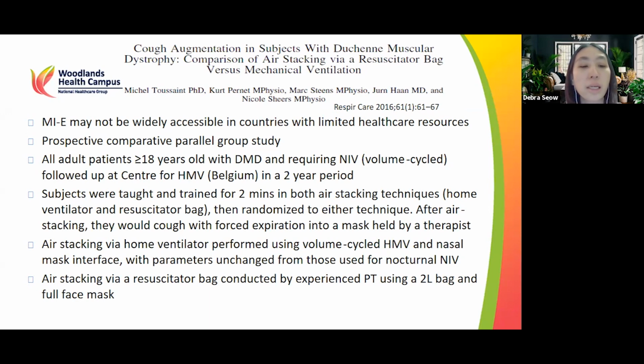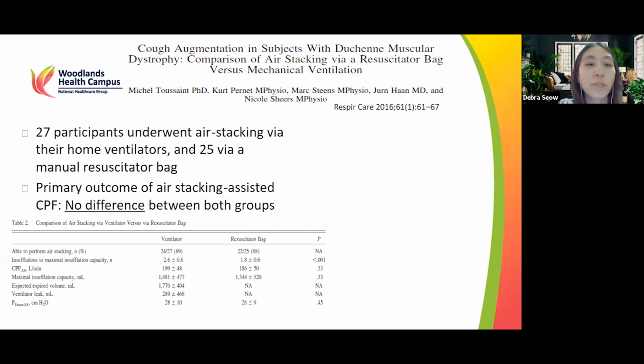Then they also did air stacking via a resuscitator bag, conducted by experienced physios using a 2-liter bag as well as a full face mask. They found that 27 of them underwent air stacking via their home ventilators, 25 via manual resuscitator bag. And there was actually no difference in terms of the air stacking assisted CPF, or the cough peak flow.